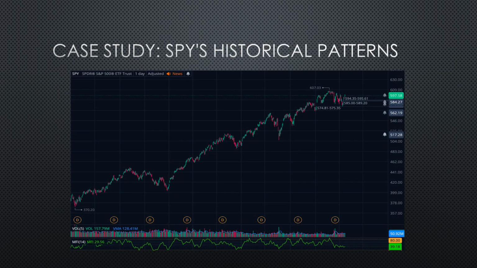Case study: SPY's historical patterns. Let's examine the SPY's historical data. Notice how it respects certain levels. Look at the bell icons on the right side for reference. Notice the support and resistance levels. These aren't random, they're psychological price points. Pay attention to the seasonal patterns and economic correlations. The MFI can provide additional confirmation of these patterns, giving you an extra edge on your analysis.